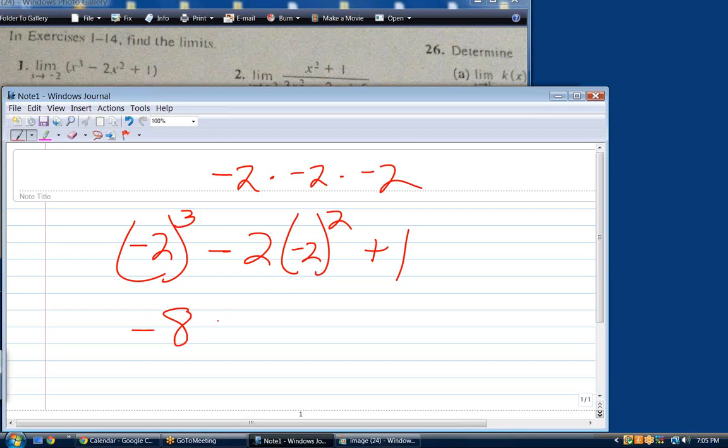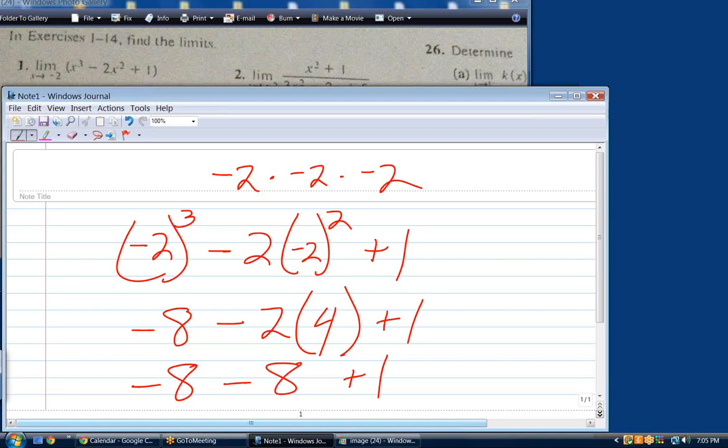What is negative 2 squared? Positive 4. Now, what's the result of minus 8 minus 4 plus 1? Negative 11. All right.